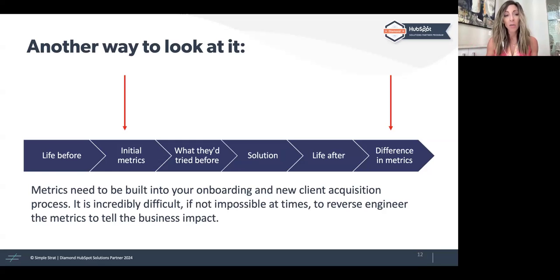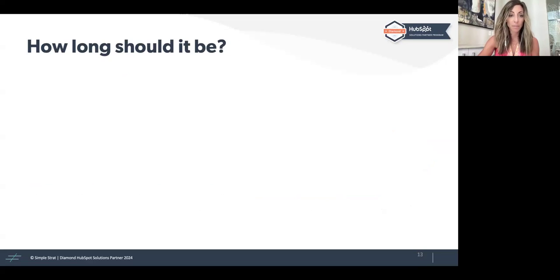If you're struggling with this, feel free to drop a comment. We could probably ideate a little bit on that. These two pieces are really what will tell the business impact, and they need to be built into your process, because a case study writer can't necessarily fix this for you if it's not actually documented internally, before and after.